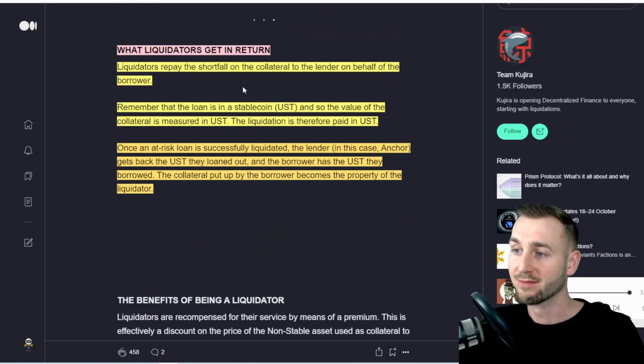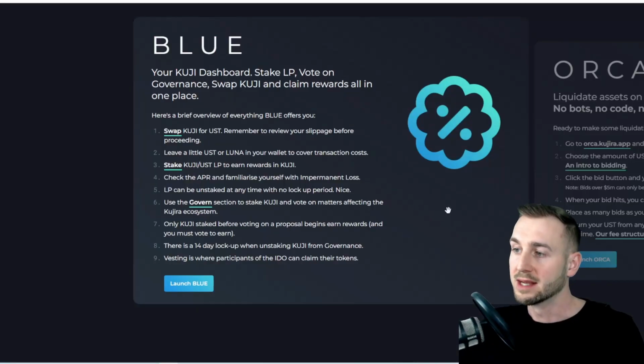So what do liquidators get in return then? Well, we repay the shortfall on the collateral to the lender on behalf of the borrower. These liquidations are paid in the form of UST, allowing us to essentially place bids for the liquidated collateral. So once an at-risk loan is successfully liquidated, the lender, in this case Anchor, gets back the UST they loaned out, and the borrower has the UST they borrowed. But that collateral that was put up by the borrower becomes the property of the liquidator. Hence, we're buying these B assets at a nice discount. So that's an overview of how the model works here.